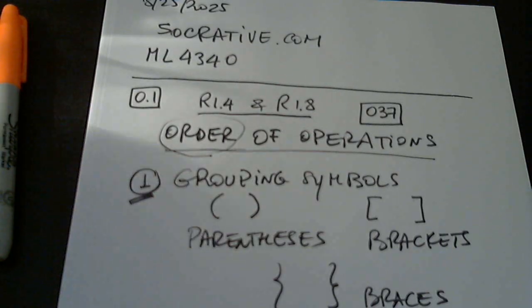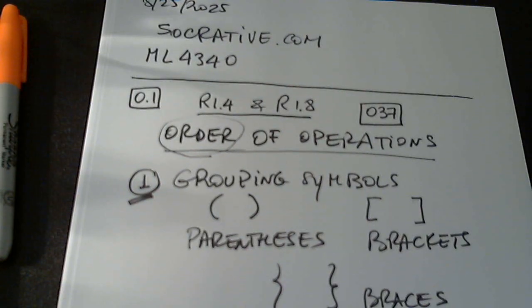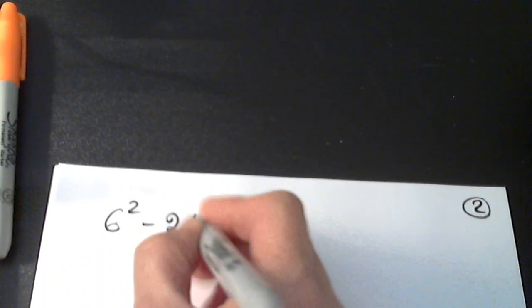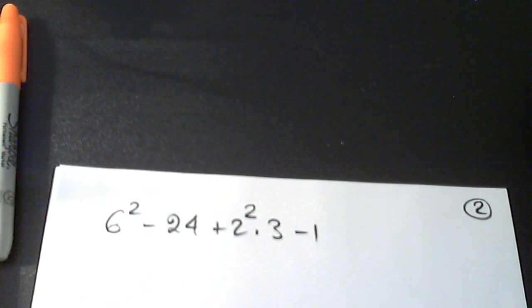Okay, so let's start with an example. Any questions so far? Okay. So this is my page 2. I also scan these pages and post them and send them to you via email if you want. Okay, so let's take a look at a simple example. Let's say 6 squared minus 24 plus 2 squared times 3 minus 1. This is a simple example.